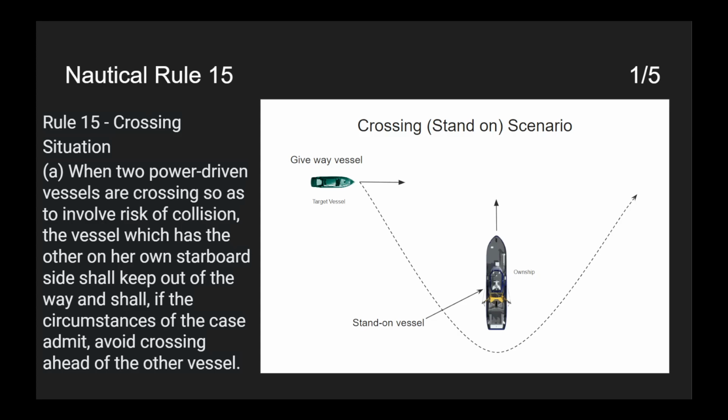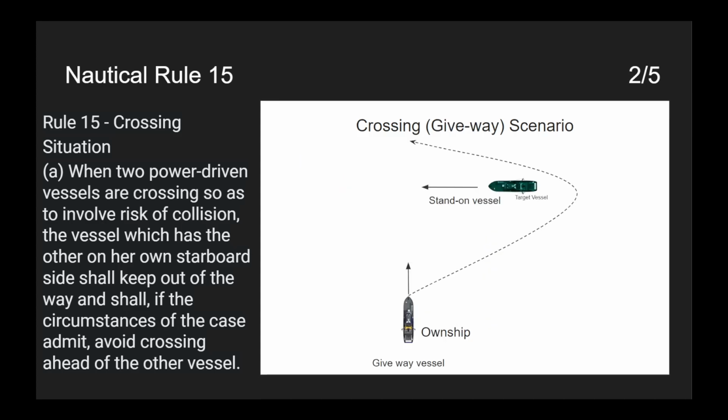Rule 15 of the Nautical Rules of the Road specifies that the target must maneuver to avoid a collision with the own ship. In other words, the target should give way to the own ship. Moreover, the own ship should maintain course and speed, that is, the own ship is the stand-on vessel. In this case, the same rule applies, but now we, the own ship, are the give-way vessel and must maneuver to avoid a collision with the target ship.